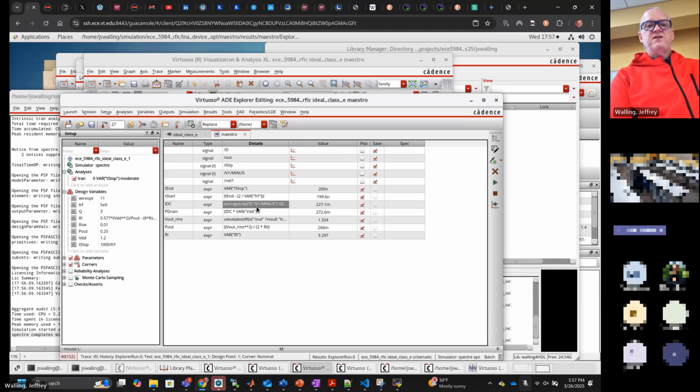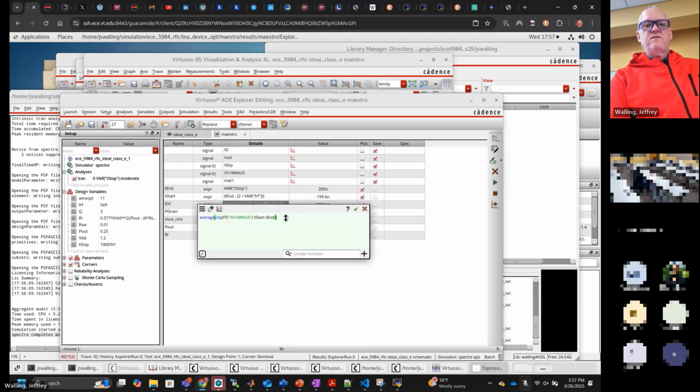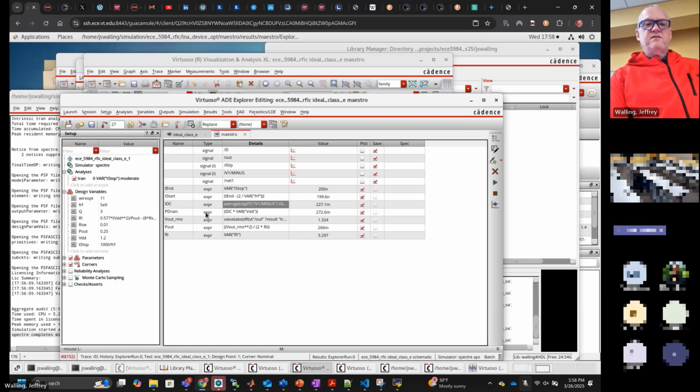We can find the DC current by plotting this function. I use clip, which takes just a section of the waveform from T start to T end, and I take the average of that waveform. That's the same as finding the DC current. And then to find the drain power, I multiply that DC current by the supply voltage, VDD, and find that it's 272.